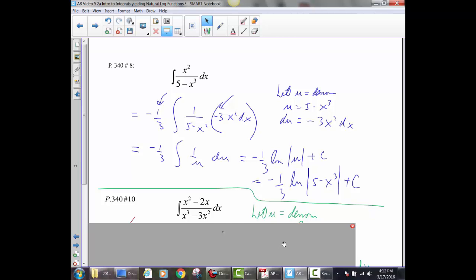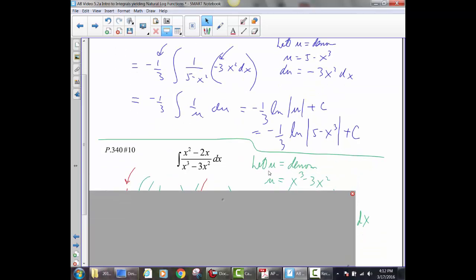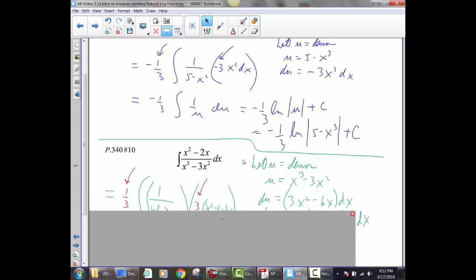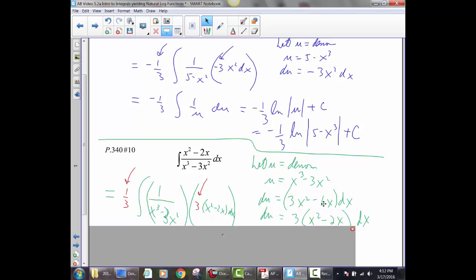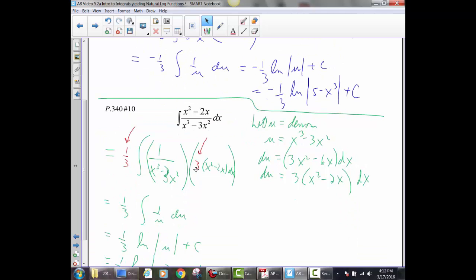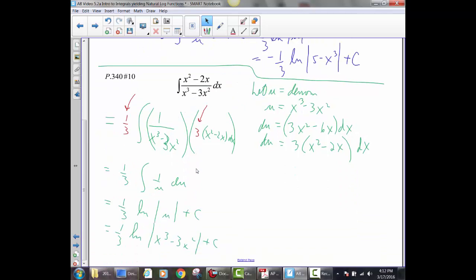All right, here's another one. Let u equal the denominator. U is x cubed minus 3x squared. The derivative of that is 3x squared minus 6x, which at first glance doesn't look really good. But if I factor the 3 out of that, I have 3 times x squared minus 2x dx, which is what I've got up here. Introduce the 3, counteract with 1/3. I'm integrating 1/3 the integral of 1 over u du, which is 1/3 ln absolute value of u plus c, which is 1/3 ln absolute value of x cubed minus 3x squared plus c.